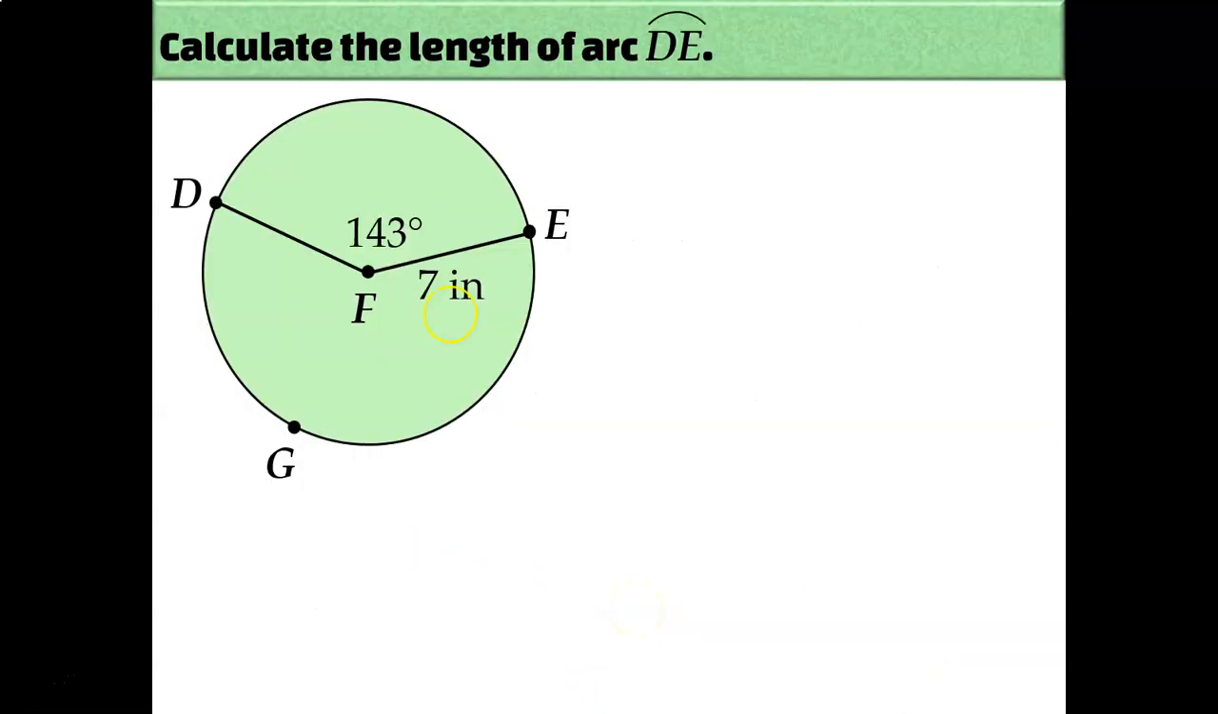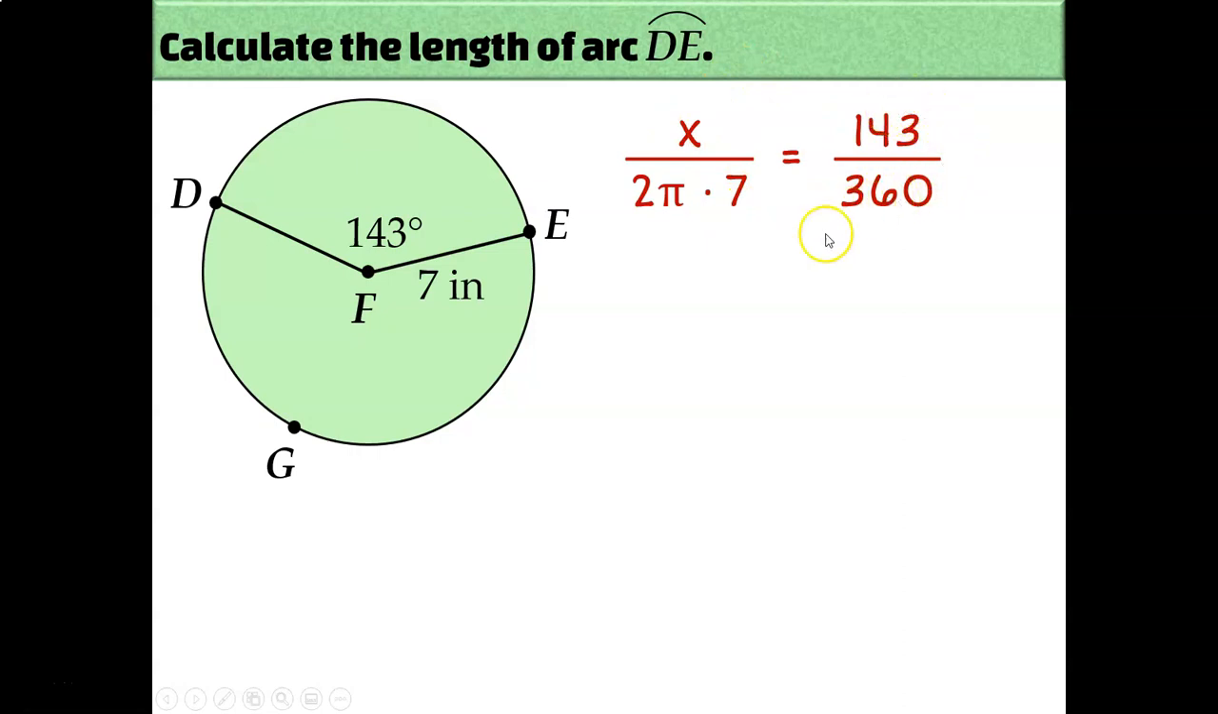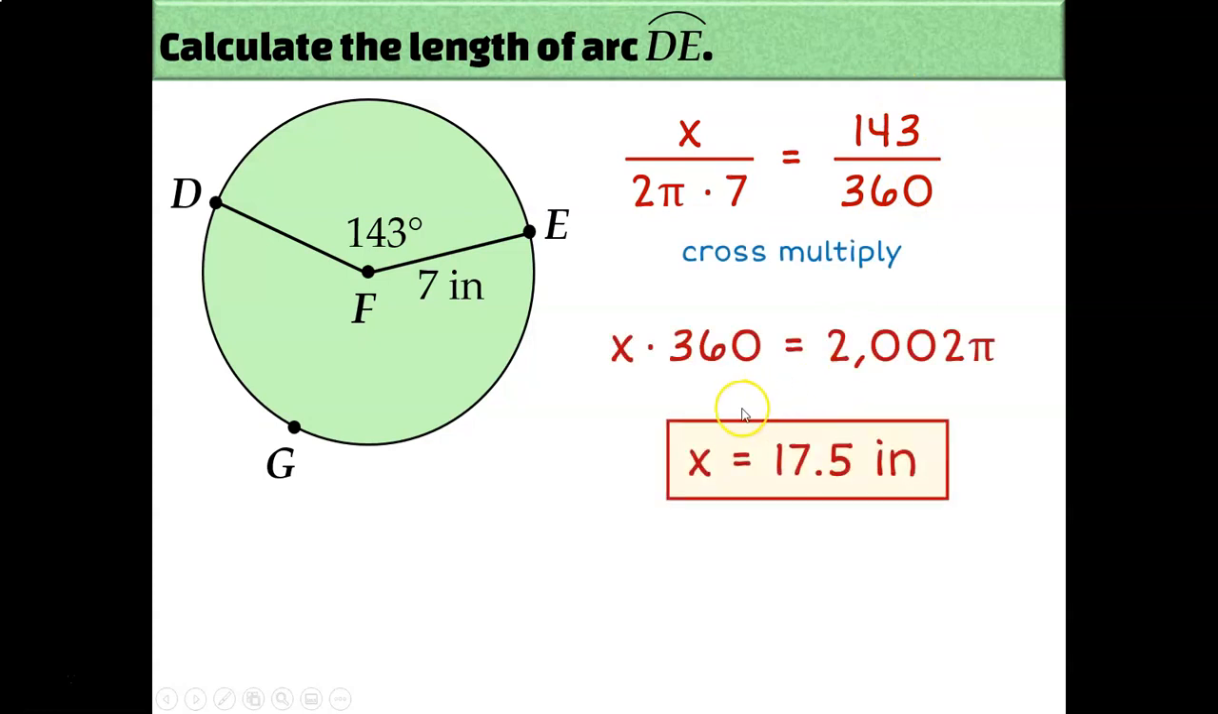Let's give it a try. So we need to calculate the length of arc DE. I'll call that x. So the length of the arc over the circumference of the entire circle, which is 2 pi r, and we're told that r is 7 inches. That's equal to, or proportional to, the degree measure of the arc over the degree measure of the entire circle. So arc over whole circle is equal to arc over whole circle. It's just a proportion. So cross multiply and solve, and we find out that x, or the length of arc DE, is approximately 17.5 inches.